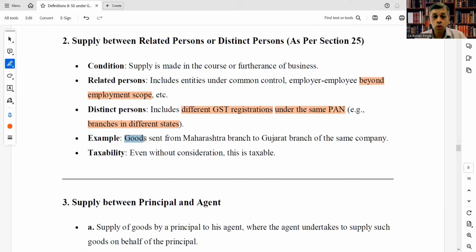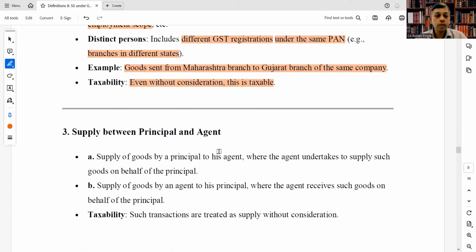Example, goods sent from the Maharashtra branch to the Gujarat branch of the same company. Then it will be a transaction between distinct persons, and it is of course in the course or furtherance of the business. So on taxability, even without consideration, this is taxable. That means GST has to be leviable.